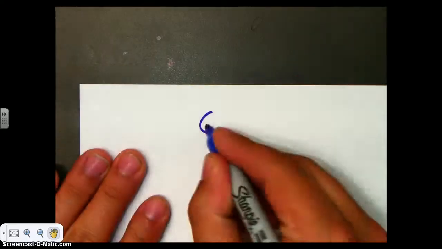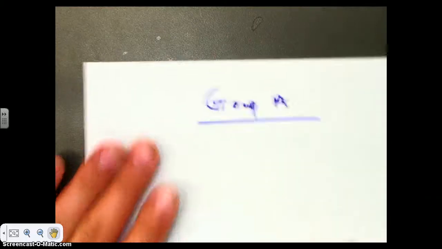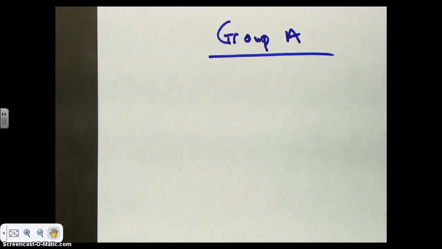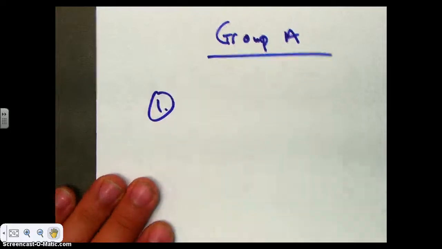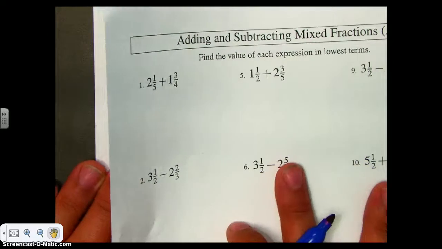So this is just a video going over a little bit of Group A's homework, just to get you off to a good start so you can check what you're doing as you go along. And that homework sheet is over adding and subtracting fractions without signs, so this sheet right here. So adding, subtracting mixed numbers.